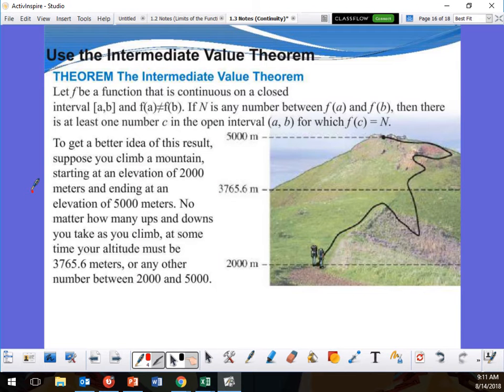Alrighty, so continuing Calculus 2 notes. Intermediate value theorem. Okay? Intermediate value theorem. Let f be a function that is continuous on a closed interval.